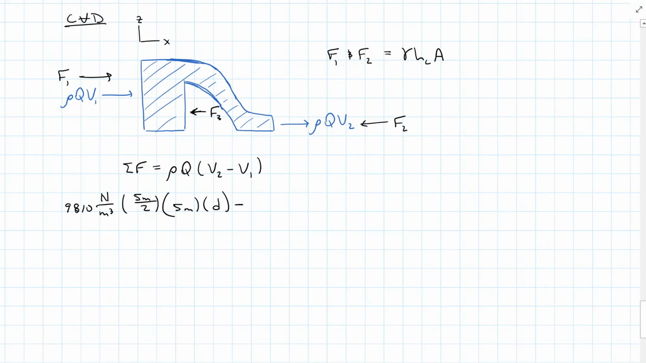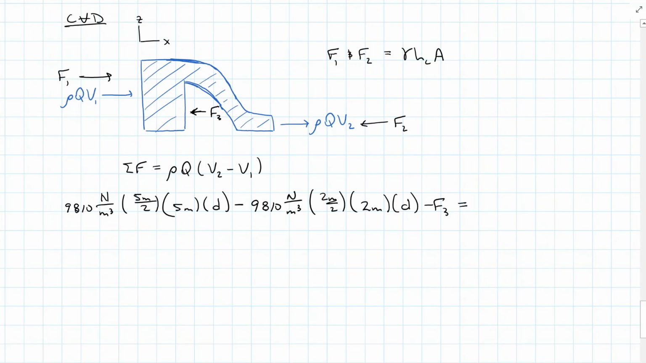Force 2 is going to the left, so I'm going to subtract it. Same specific weight, 9,810 newtons per meter cubed. The center to its cross-section, 2 meters divided by 2. And its area, 2 meters times depth that we don't know, minus force 3.